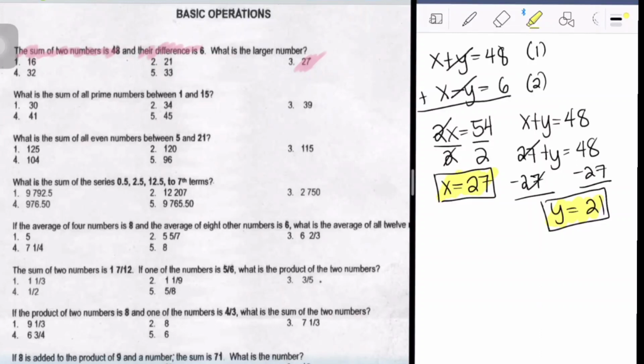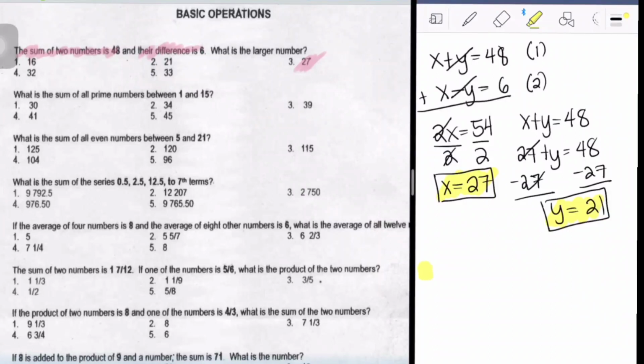Now, let's proceed with question number 2. What is the sum of all prime numbers between 1 and 15? Remember, when we say prime numbers, the only factors of a prime number are 1 and the number itself. So we're going to first list all the prime numbers between 1 and 15. So ano-ano ba yung mga prime numbers na mayroon between 1 and 15? So our answer would be, una, from the list is 2.